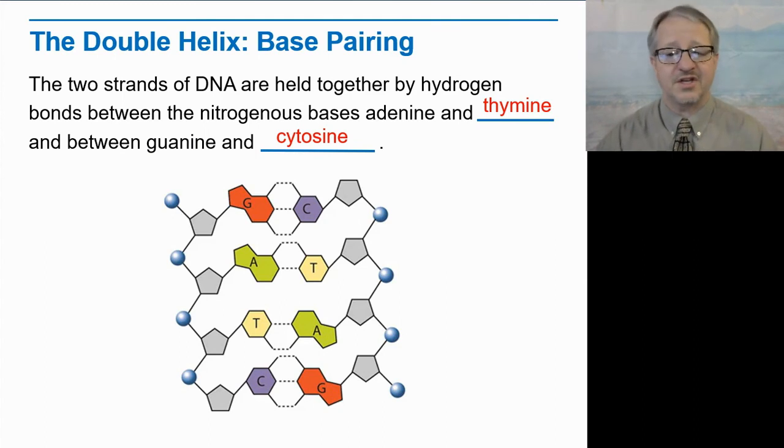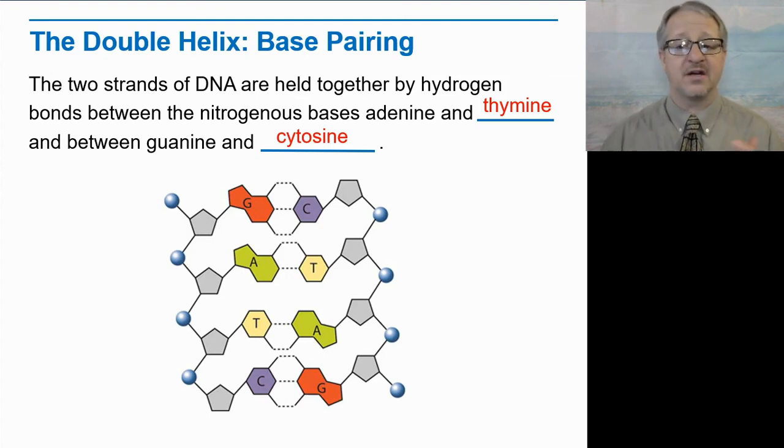So, what is the relationship between the base pairing rules and the evidence for Chargaff's rule? Remember, Chargaff's rule stated that there were the same basic amounts of adenine and thymine, and there were the same amounts of guanine and cytosine. So, how does this relationship between the base pairing rules, the A to T and the G to C, relate to Chargaff's rule?